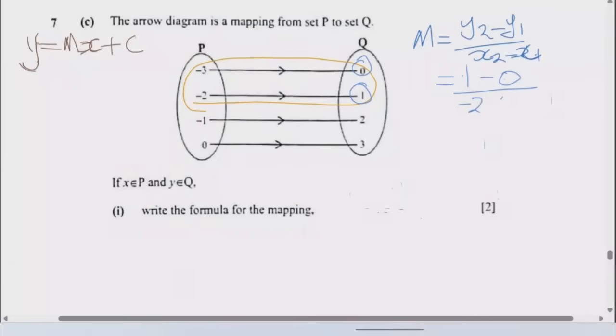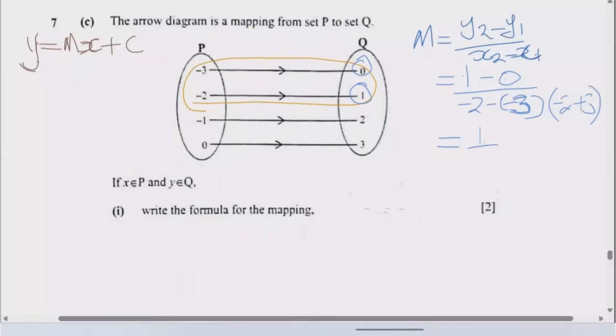Okay, x2 will be negative 2 minus negative 3. Then we say equals, 1 minus 0 will give us 1 over, now here we have negative 2 minus negative 3. So it's more or less like we have negative 2, then negative times negative 3 will give us positive 3.